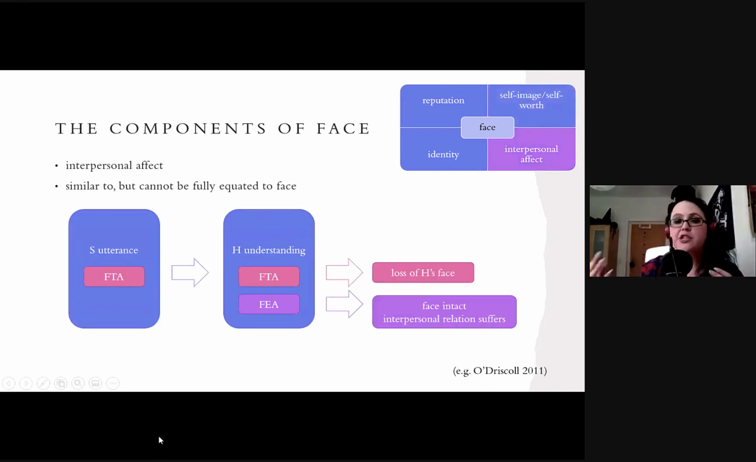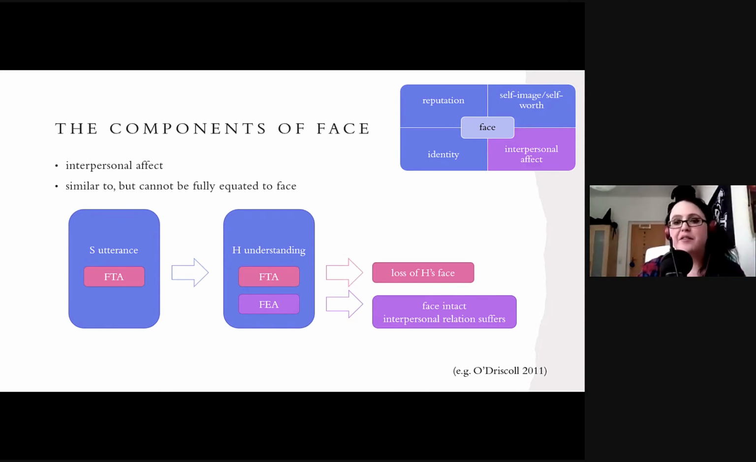Then we have interpersonal affect, and this is also very similar to face, but cannot be fully equated to it. And we can see this distinction very nicely if we use an example. So let's imagine we have a speaker, and the speaker has a malicious intent in uttering a critical comment in a conference Q&A. And our hero now has two options available to him or her.